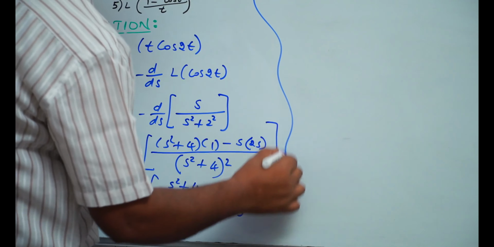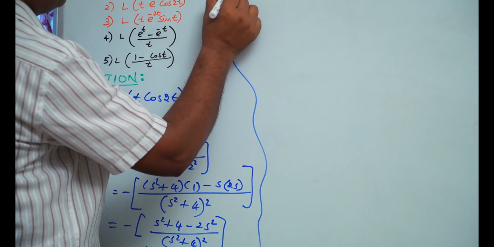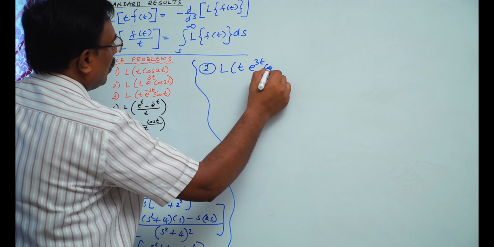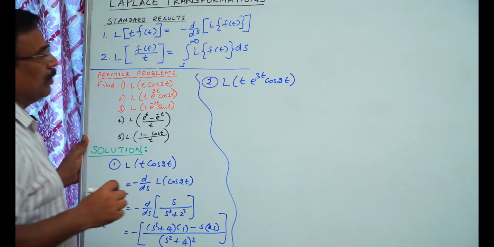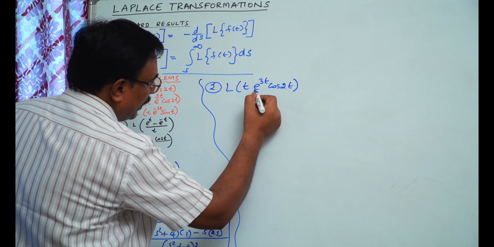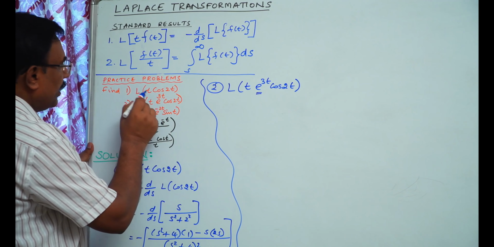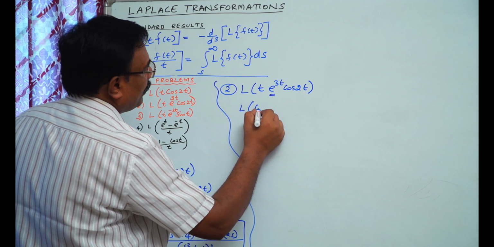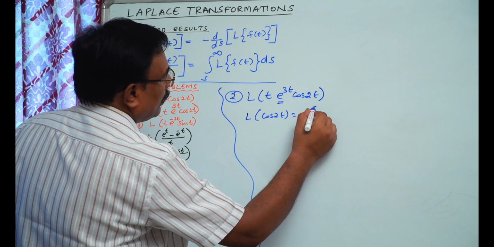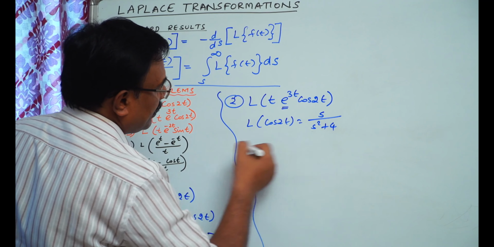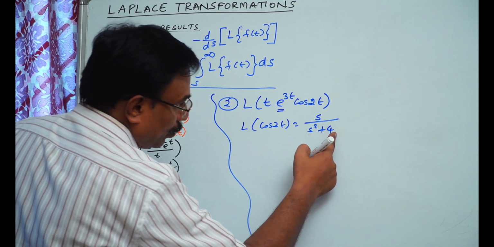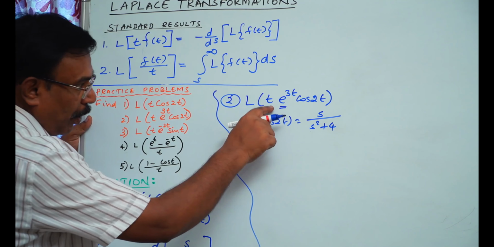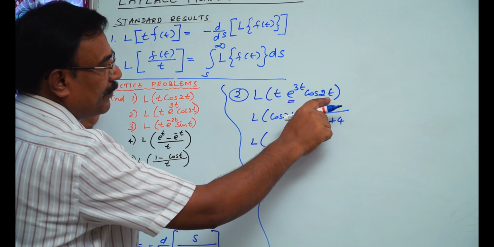And for the second question, Laplace of t e power 3t cos 2t is an interesting problem. Here e power 3t is available, so there are 3 terms here. First we have to find the Laplace of cos 2t, which is s divided by s square plus 4, as we studied previously. S square plus 2 square, I put 4 directly. I am going to do this problem step by step. First step, Laplace of cos 2t.